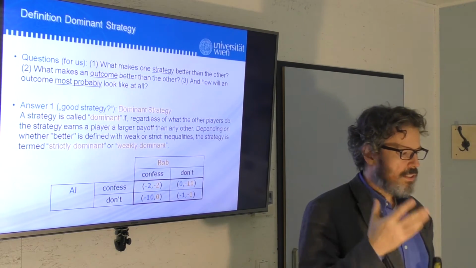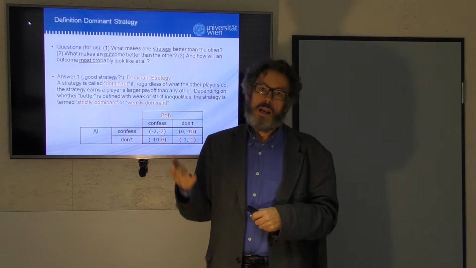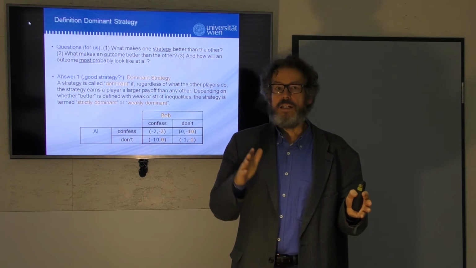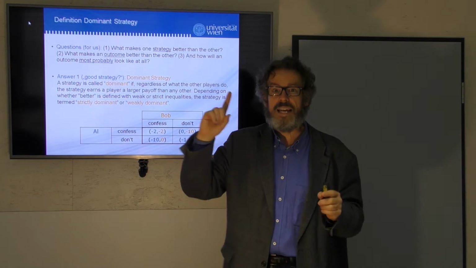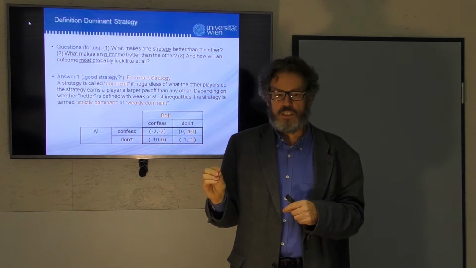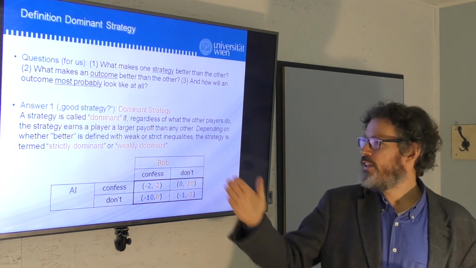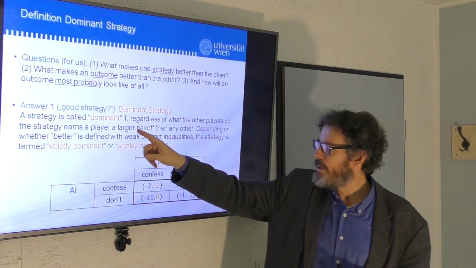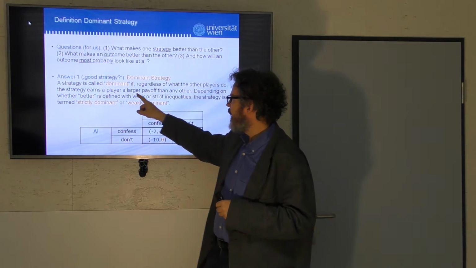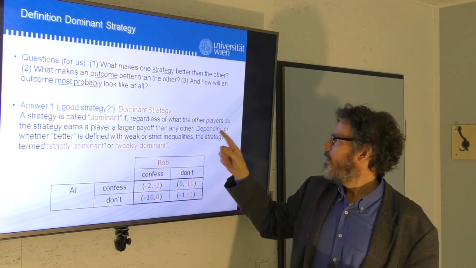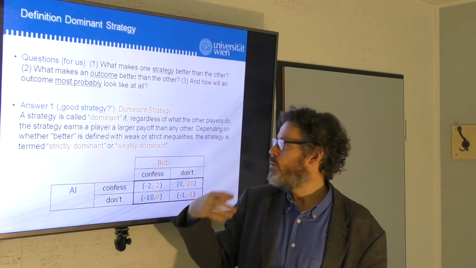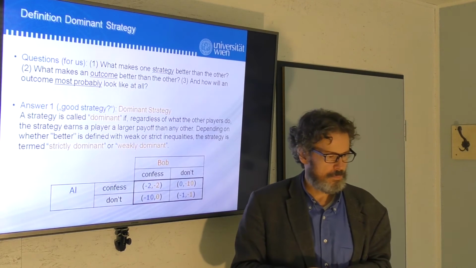Question 1, what is a good strategy? Well, a sufficient condition for a good strategy is for sure if this strategy is better than all other strategies independently of what the other player is doing. And we call such a strategy dominant. So here's the definition once more. A strategy is called dominant if, regardless of what the other players do, the strategy earns a player a larger payoff than any other. Depending on whether better is defined with weak or strict inequalities, the strategy is termed strictly dominant or weakly dominant. But this is a side remark.